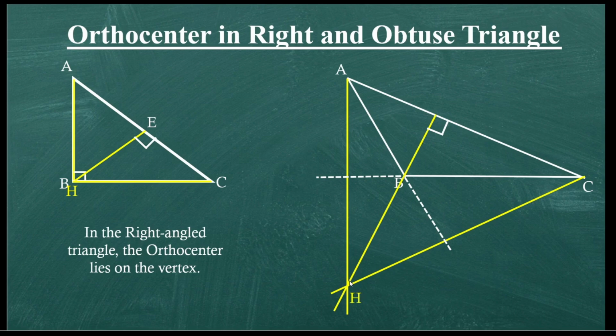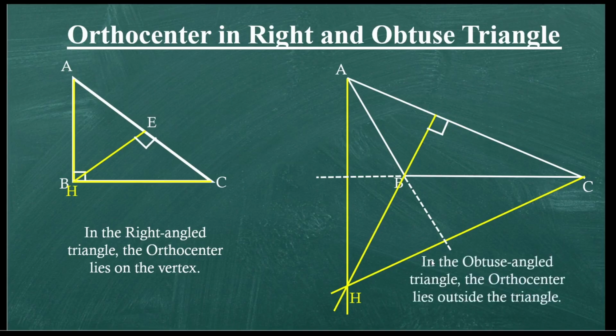So where does the orthocenter lie in the obtuse angle triangle? It always lies outside the obtuse angle triangle. So in the acute angle triangle, it lies inside. In the right angle triangle, it lies on the vertex. And in the obtuse angle triangle, it lies all outside the triangle.